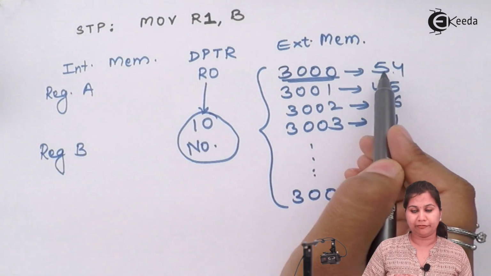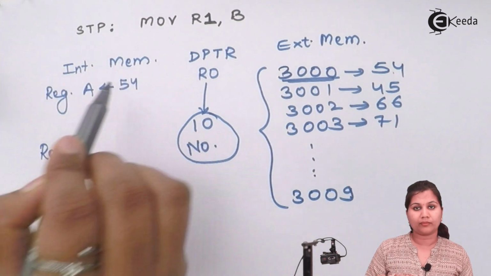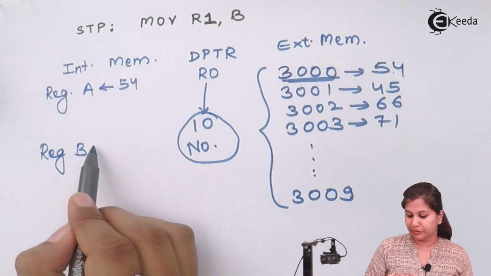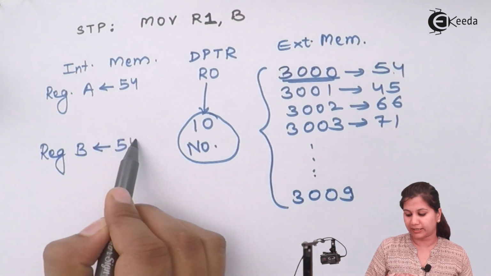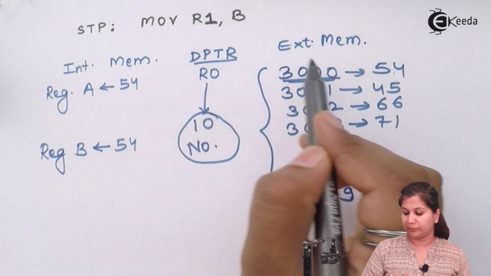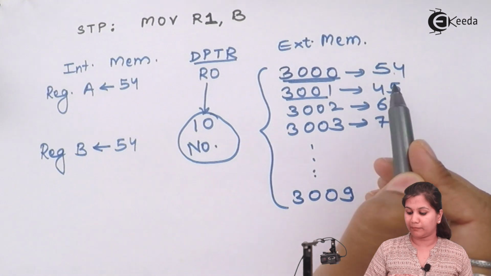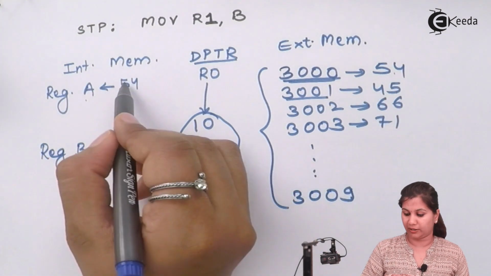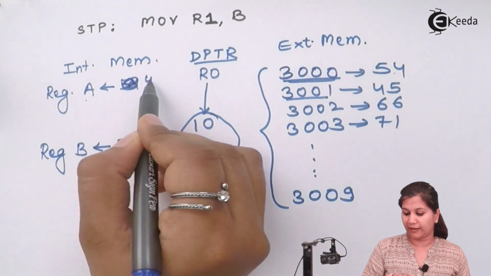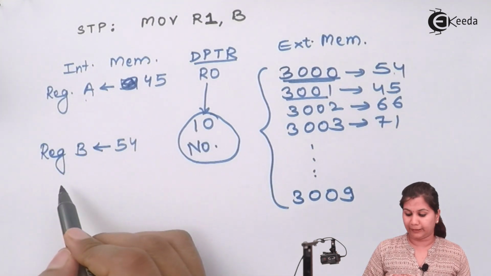First number 54, it will be shifted into register A. After that, this number will be shifted into register B, that is 54. Again, for the next number, this DPTR will be incremented, it will come to 3001. Again, this second number will be shifted to register A. So now this register A will have 45.